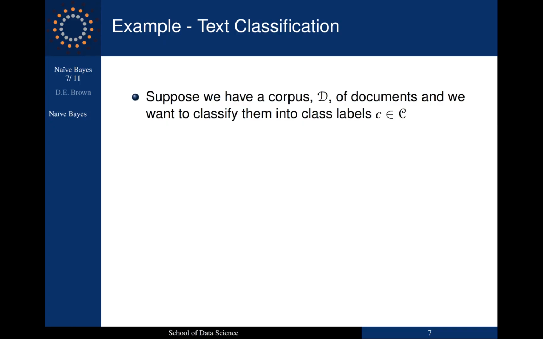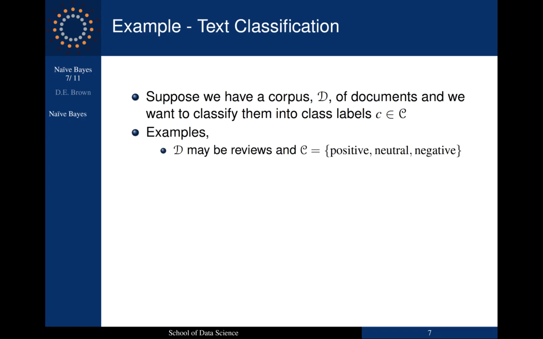Suppose we have a corpus of documents. We'll represent that by script D. So these are some documents, and we want to classify them into labels. Some examples that are often used: we can have a corpus of reviews, say hotel or restaurant reviews, and we'd like to say whether they're positive, neutral, or negative. It can also be email, and we're trying to decide whether it's ham, which is good email, or spam, obviously not good email.